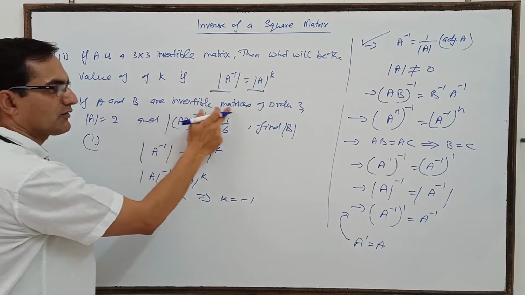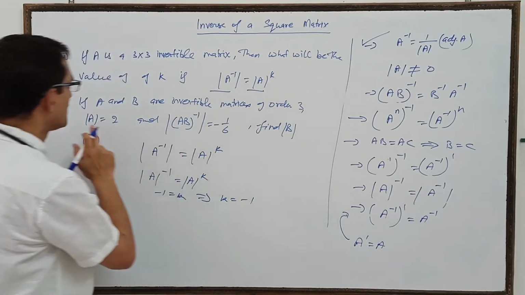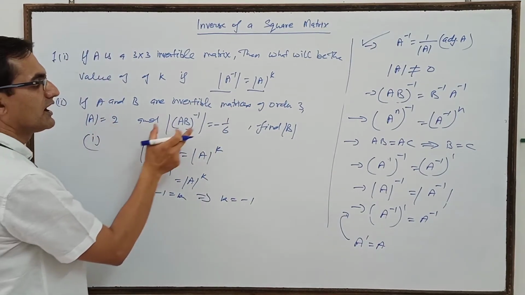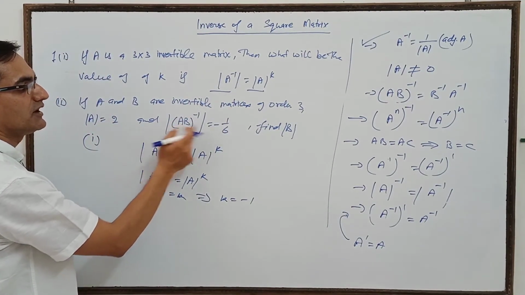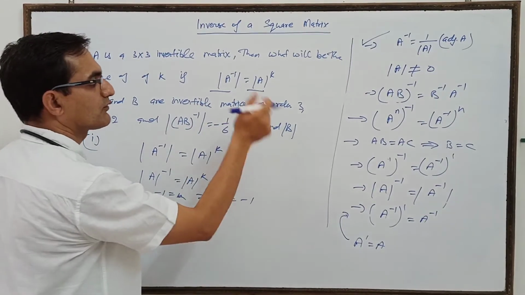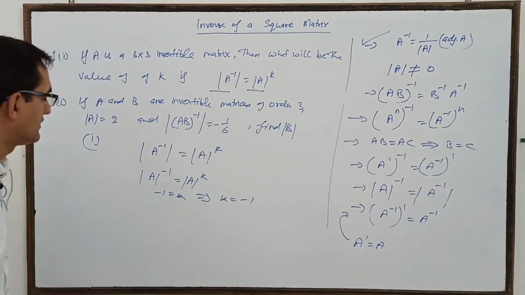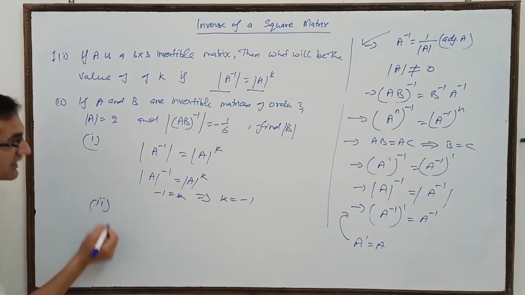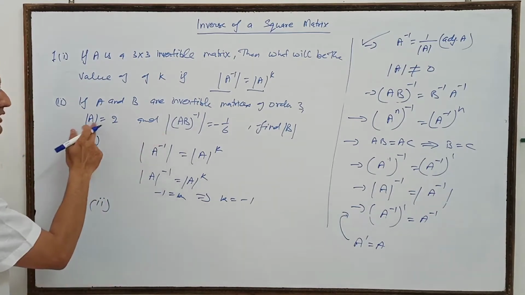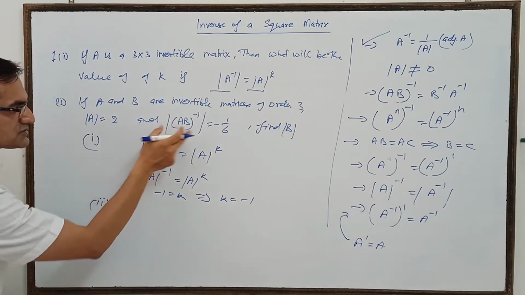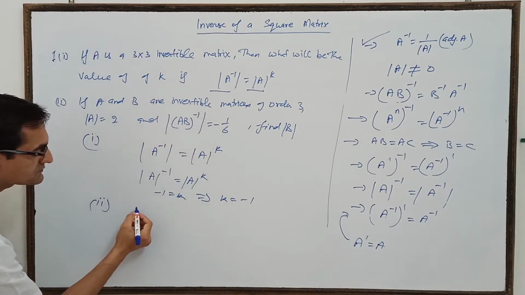If A and B are invertible matrices of order 3, determinant of A is equal to 2 and determinant of inverse of AB is equal to minus 1 by 6, you have to find determinant of B. That's it, this is given. Determinant of A is 2. We will start from here.